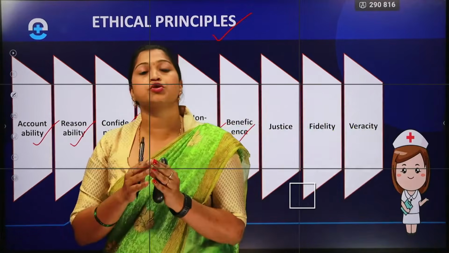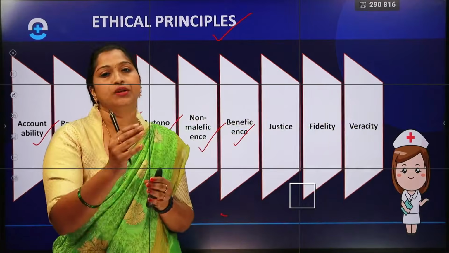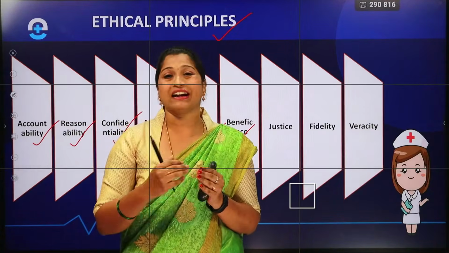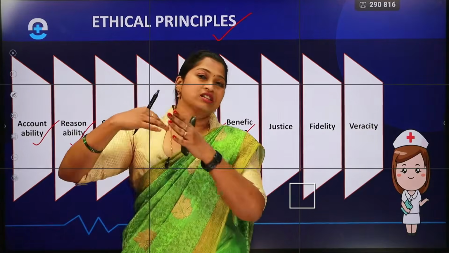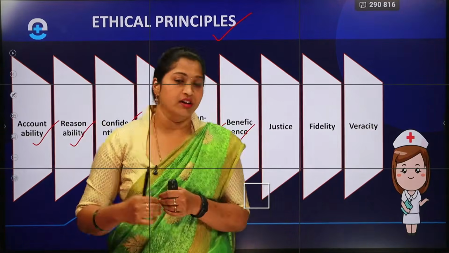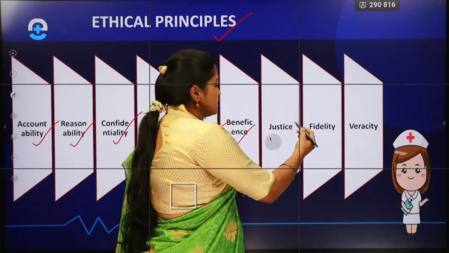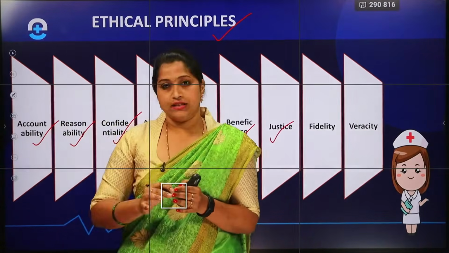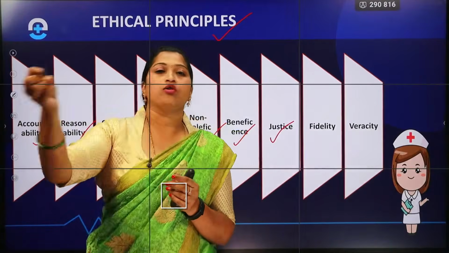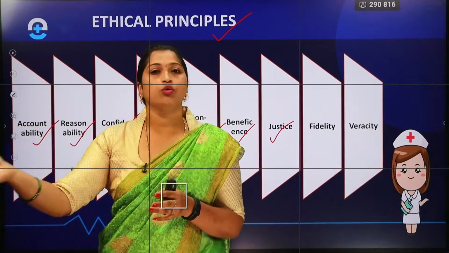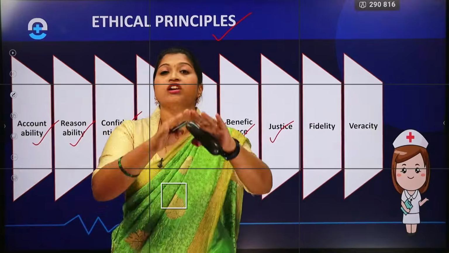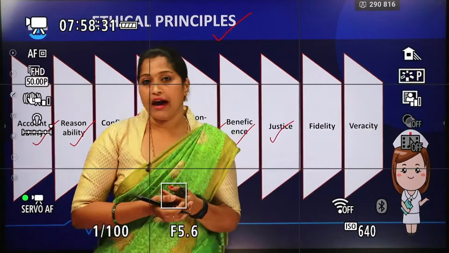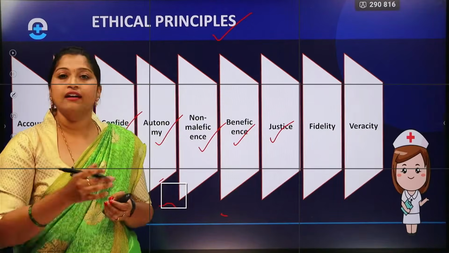Beneficence in the sense we should always do good to the patient. We need to improve the condition of the patient rather than making the patient lose his health condition. The next is justice. We should always be equal to all the patients, not just giving good care because they are fair or because they are dark. So making sure justice is maintained to all the people who are receiving the care. Be truthful when you're giving the care.